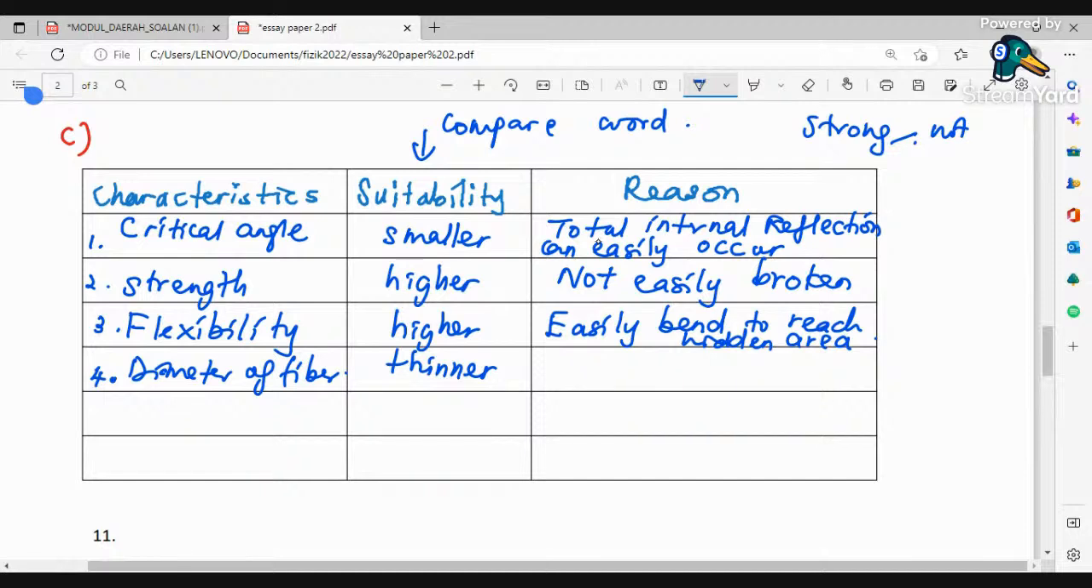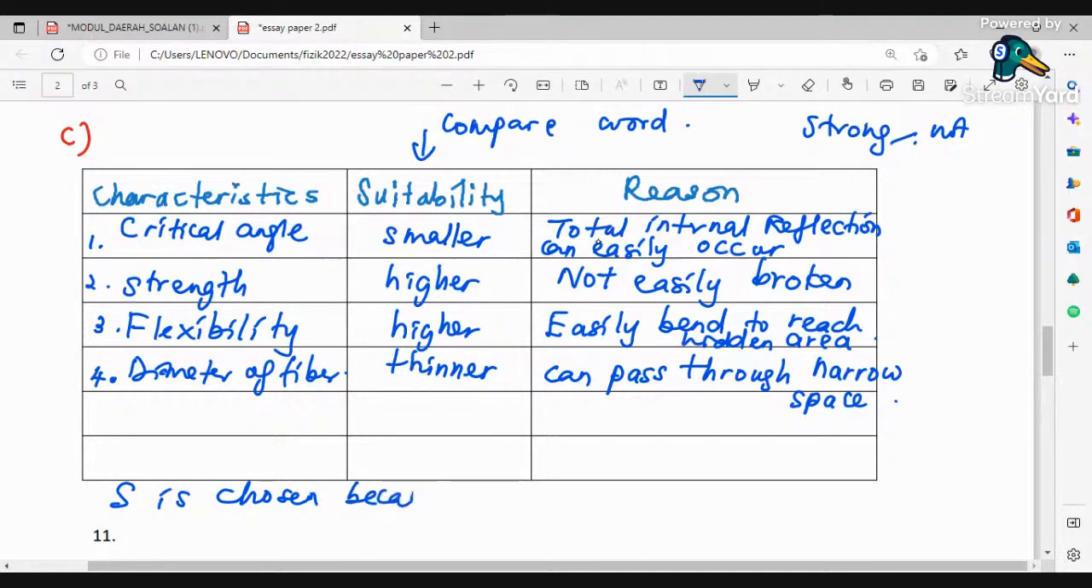Diameter must be thinner, means can pass through narrow space. Even narrow places it can enter because it is small. So you have all this and then make your decision.